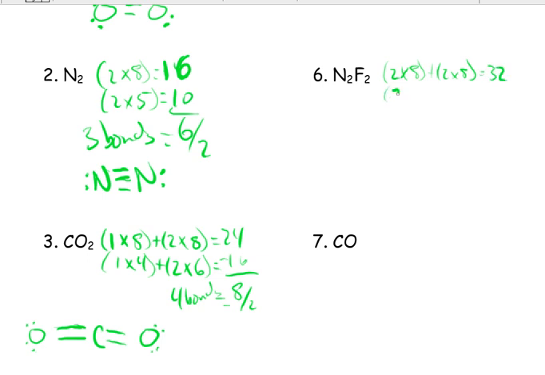Nitrogen's in group 15. There's still 2 of them. Oops, sorry. Alright, so where was I? Sorry about that. So we had nitrogen. Nitrogen's in group 15, so 2 times 5. And then there's still 2 fluorines. Fluorine's in group 17, so 10 plus 14 is going to give us 24. 32 minus 24, that's going to give us 8. 8 divided by 2, that'll give us 4 bonds. So we're going to end up with 4 bonds here.